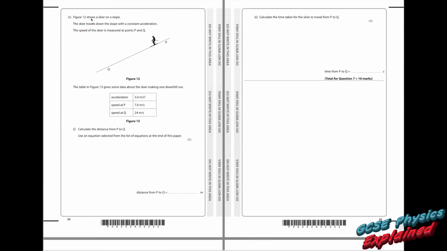Question C. Figure 12 shows a skier on a slope. The skier travels down the slope with a constant acceleration. The speed of the skier is measured at points P and Q. The table in figure 13 gives some data about the skier making one downhill run. So we know the acceleration, we know the speed at P, and we know the speed at Q. Calculate the distance from P to Q. Use an equation selected from the list of equations at the end of this paper.